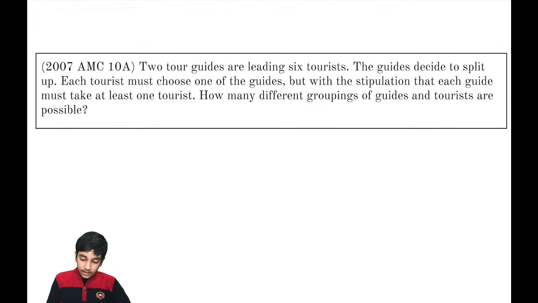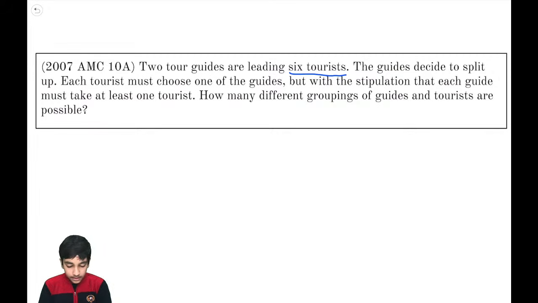So 2 tour guides lead 6 tourists. The guides split up. Each tourist must choose one of the guides with the stipulation that each guide must take at least 1 tourist. How many different groupings of tourists are possible? Okay, so the idea here is how many different groupings?